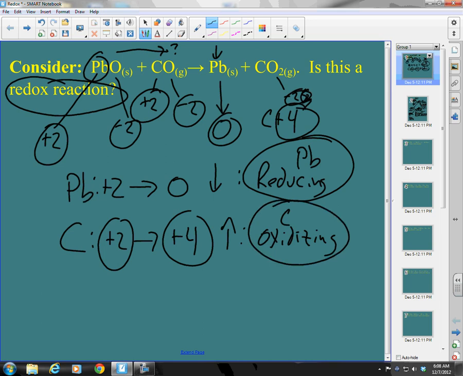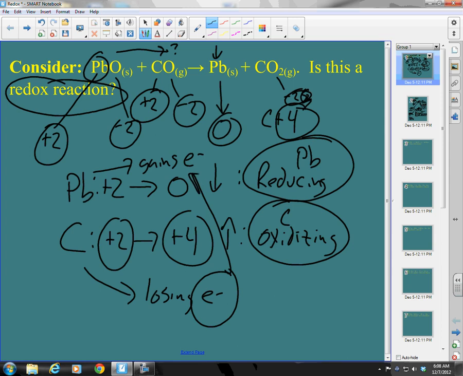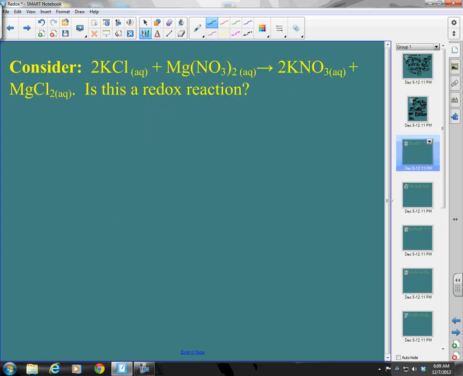If it's reducing, what is happening to electrons? My lead is gaining electrons. If it is oxidizing, that means my carbon is losing electrons. Are electrons being transferred? Yeah, they're being transferred from my carbon to my lead. And that means, yes, indeed, this is a redox reaction. All right, you guys give this one a shot.